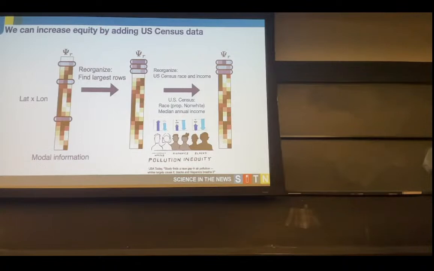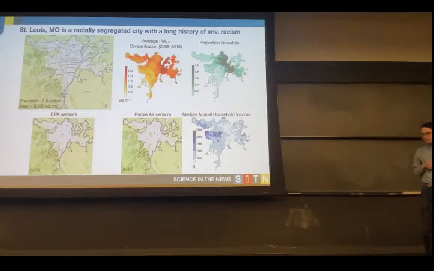So what we do here is use that same framework for placing sensors, but reorganizing this library so that it ingests the data from the United States Census for both race and income, and tries to balance air pollution exposure with placing sensors in areas that are more non-white and lower income. We're going to look at four urban areas in the United States today, and these four urban areas have histories of income and racial segregation.